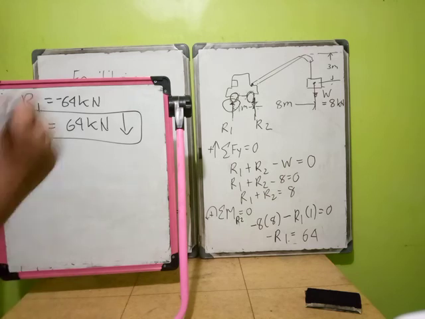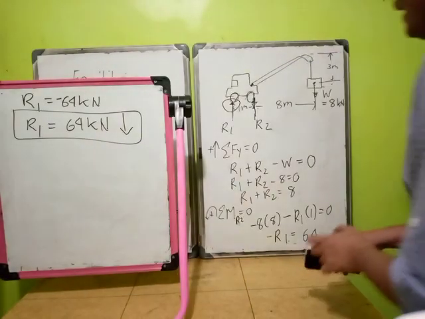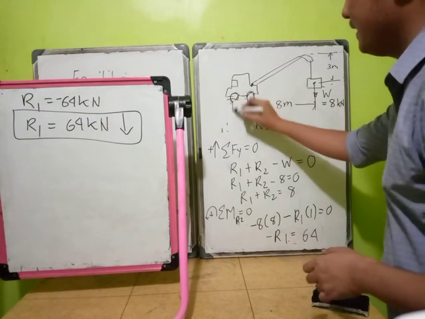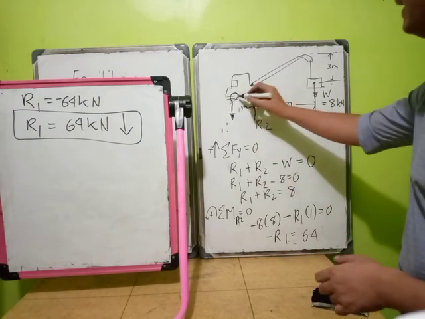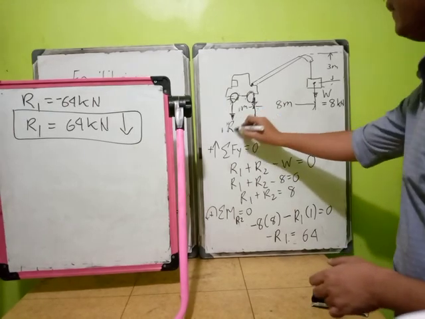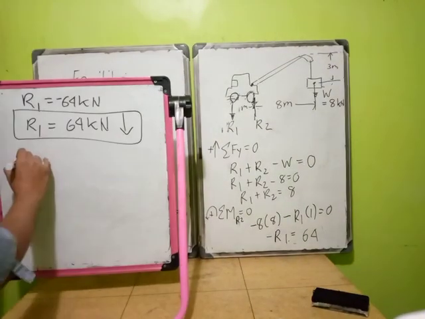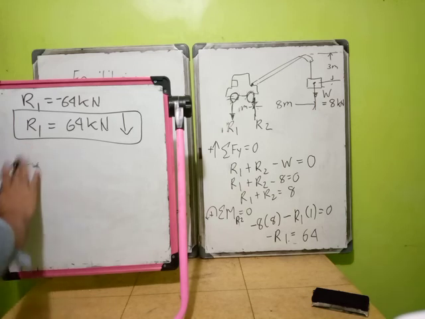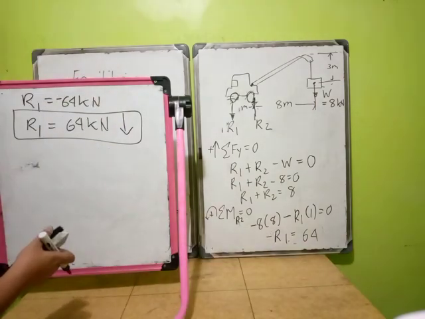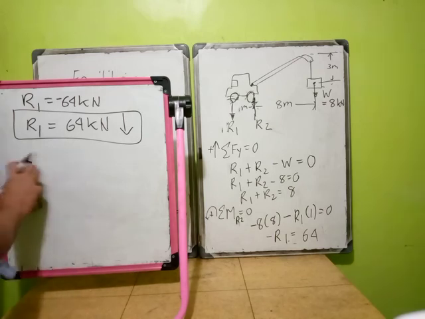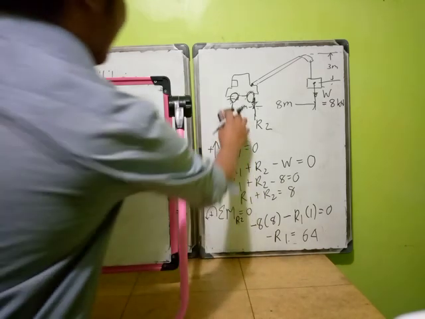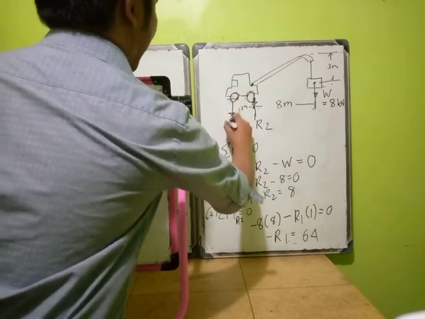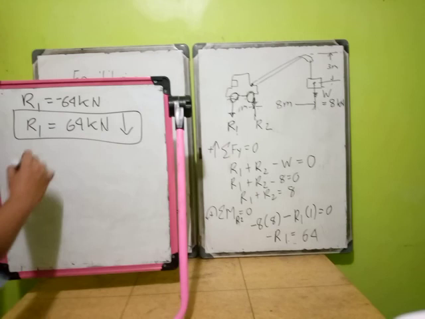Okay. So, knowing that itong R1 pala natin is downward. Okay. So, downward pala si R1. So, ibig sabihin, pwede na nating ma-solve. Okay. So, we have R1 which is 64. Okay. So, we can already sum up, use this equation to solve the problem.